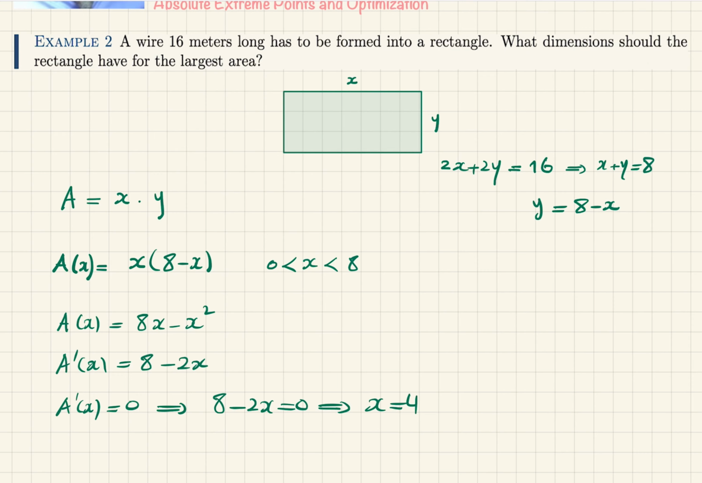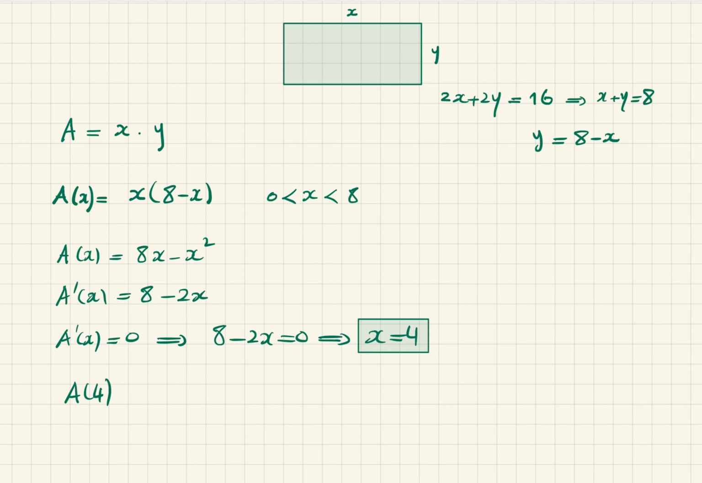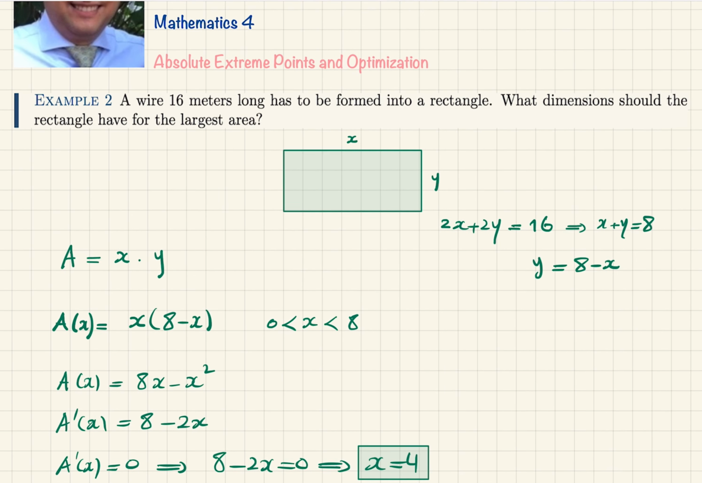Okay, is this 4 acceptable? Yes, because it lies in my interval. And that is the only point of interest, yes? So you calculate a of 4. It's equal to 4 times 4, which is 16 meters squared. And of course, you don't need to calculate a of 0. Both of them are actually equal to 0. So the maximum value is exactly this value. Okay? But they haven't asked for the maximum area.